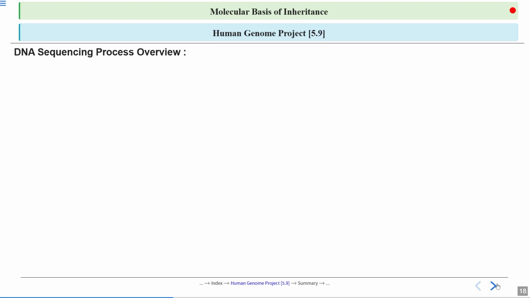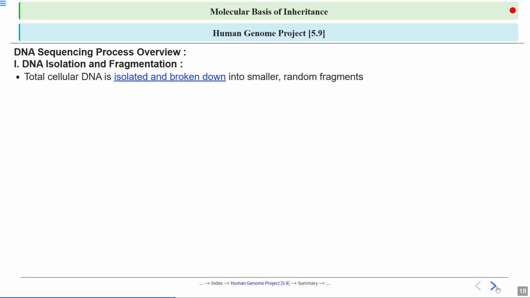So these are the two approaches. Now if you talk about the DNA sequencing process overview, first is the DNA isolation and fragmentation. Total cellular DNA is isolated and broken down into smaller random fragments. This is necessary due to the limitation in sequencing very long DNA strands.